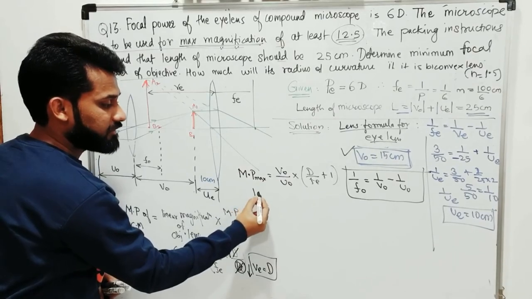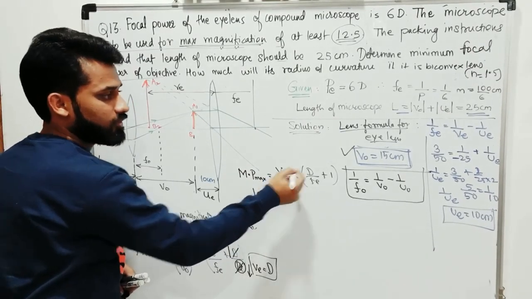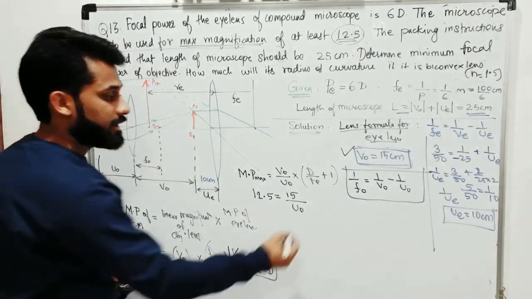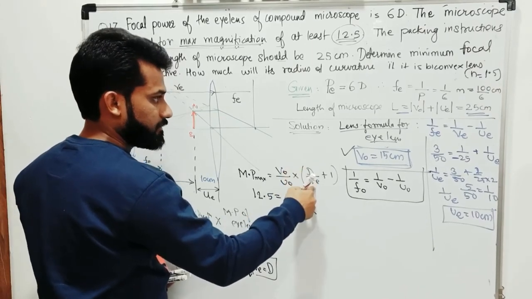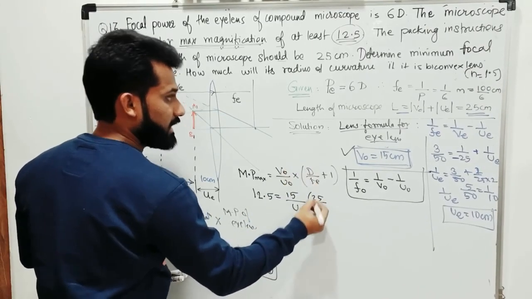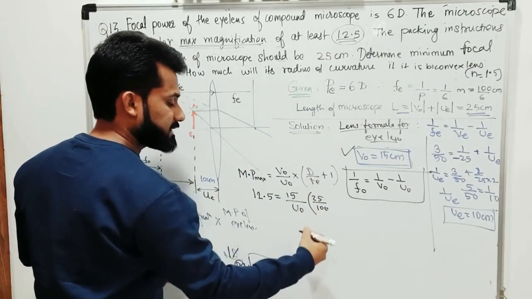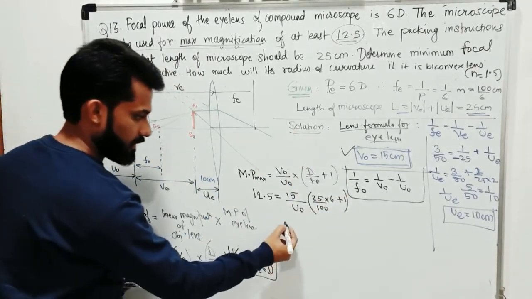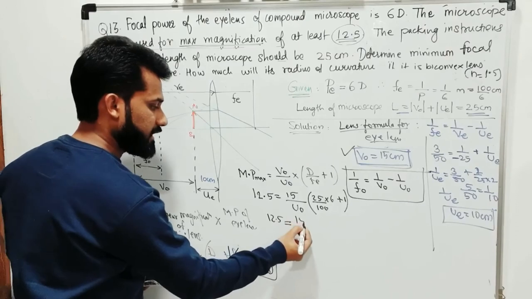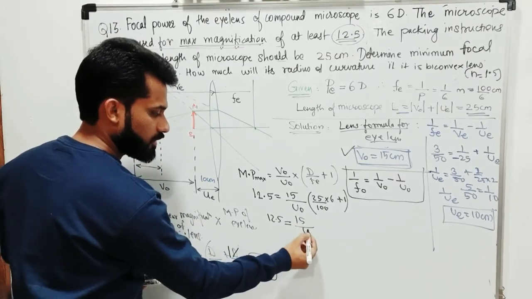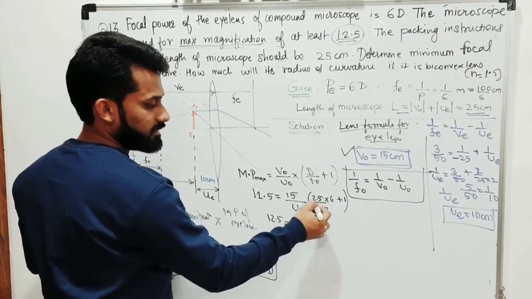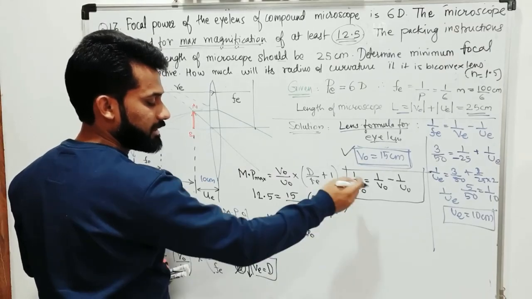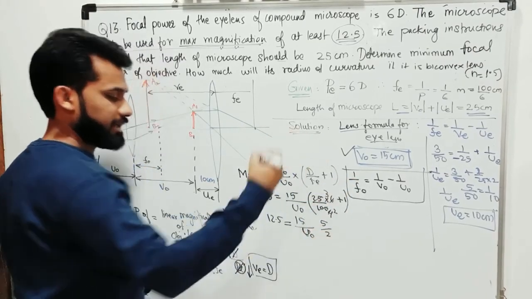That is 12.5 equals VO, which we have calculated as 15, by UO, which we don't know yet, multiplied by D by FE plus 1. D is 25. D by FE is 100 by 6. That is equal to 12.5 is 15 by UO into, this will be 4, and 6 by 4 is 3 by 2. So 3 by 2 plus 1 is 5 by 2, right? It is 5 by 2.